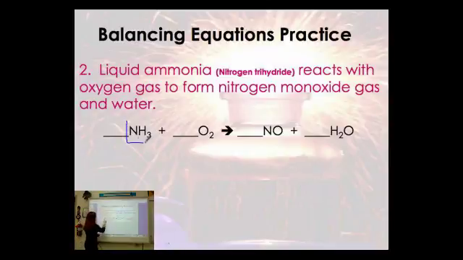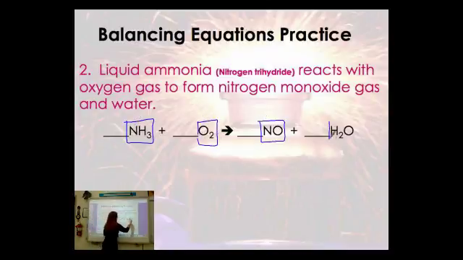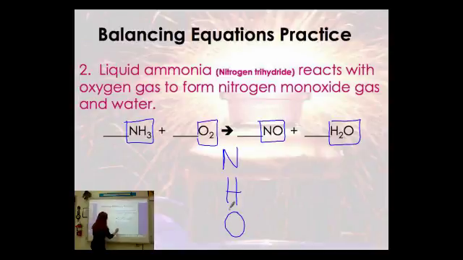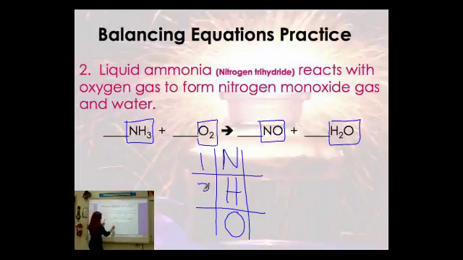We're going to do the same thing as before. Box out all of our compounds because we can't change what's inside there. Take the inventory. I have nitrogen, hydrogen, and oxygen. On the reactant side, I have 1 nitrogen, 3 hydrogen, and 2 oxygen. On the product side, I have 1 nitrogen, 2 hydrogen, and 2 oxygen.